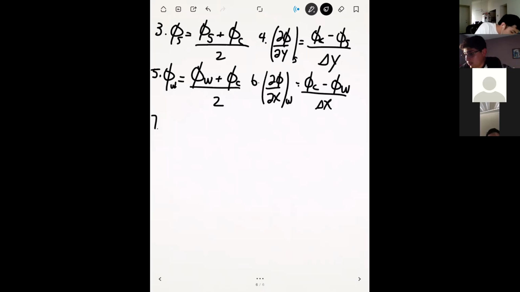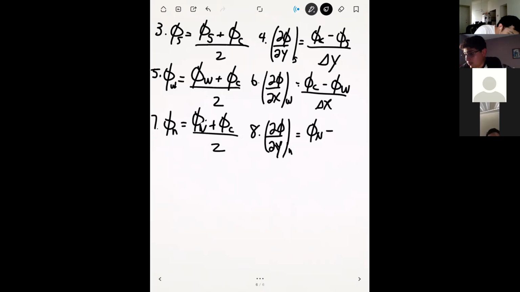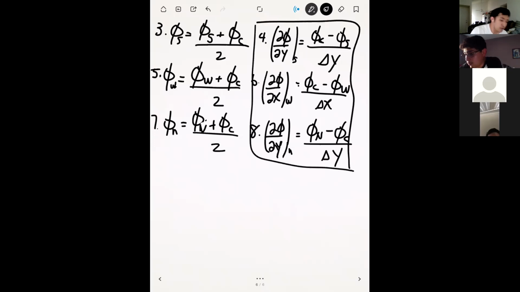And then finally, we have the north terms. We have phi sub little n equal to phi sub big N plus phi sub c, all divided by 2. And then we have d phi dy at the north face, which is equal to phi sub big N minus phi sub c, all divided by delta y. Remember to be careful with the derivative terms here, because the ordering is important. Make sure you put the terms in the correct order.